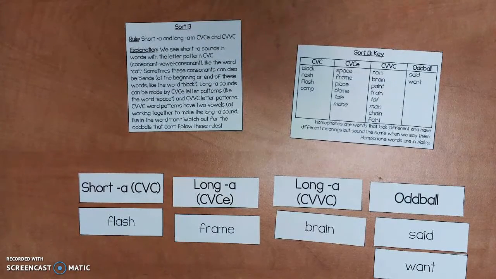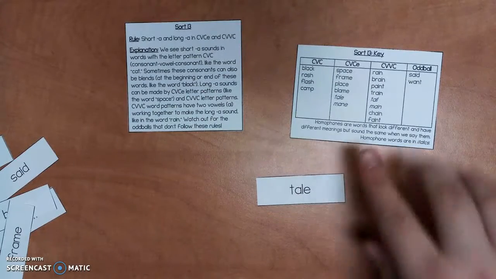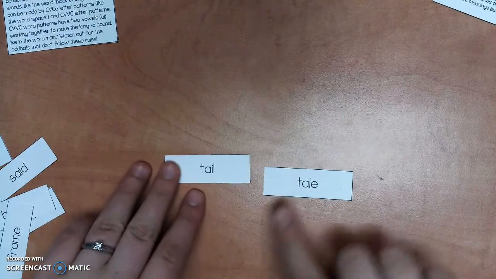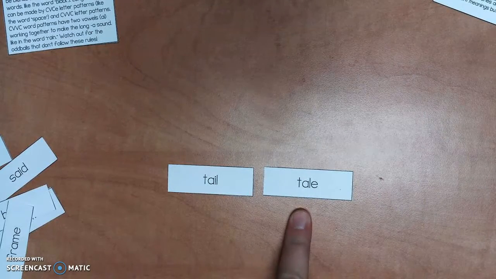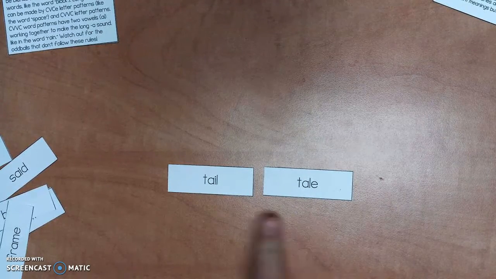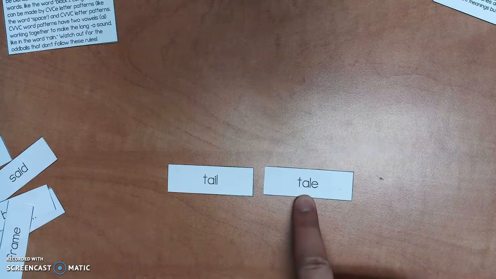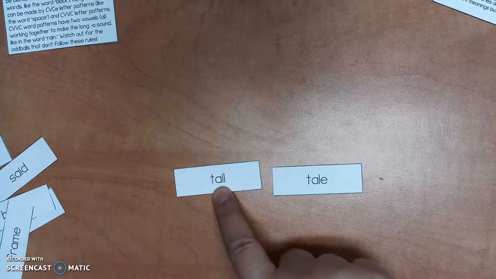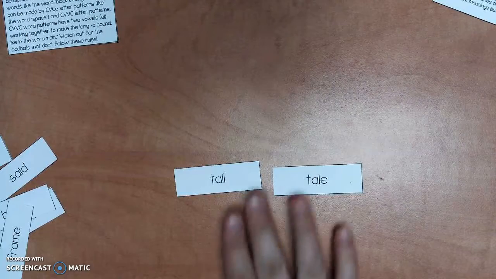This word, I'll move these over here. This word is tail. Tail, right? This word is also tail. Now these two words look different. They have different meanings, but they sound the same when we say them. So this tale is like a story tale, a fairy tale. This tail is like an animal tail. So they have different meanings, different looks, but they sound the same.